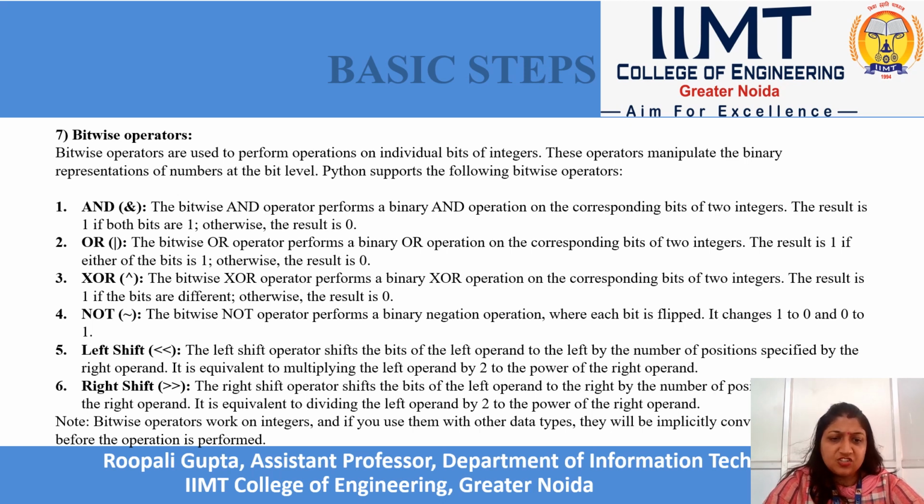In the same way, the right shift operator shifts the bits of the left operand to the right by the number of positions specified by the right operand. It is equivalent to dividing the left operand by 2 to the power of the right operand. Note that bitwise operators work on integers, and if you use them on other data types, they will implicitly convert them into integers before performing any operation.